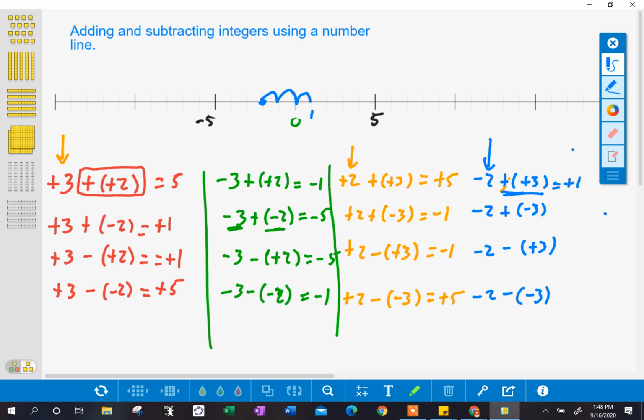If I'm at negative 2, and I'm going to add 3 negatives, well, 3 negatives would be 1 negative, 2 negatives, 3 negatives, be negative 5.